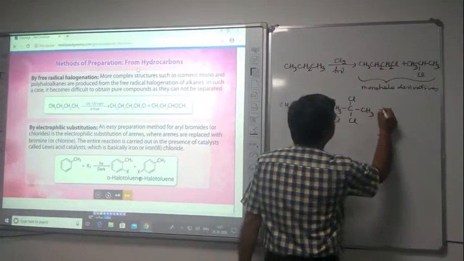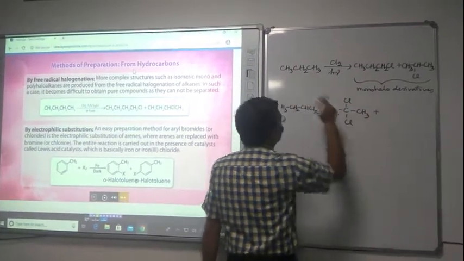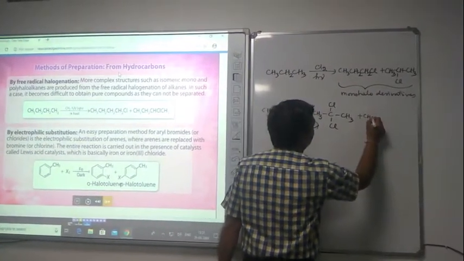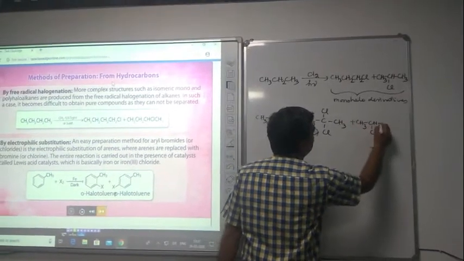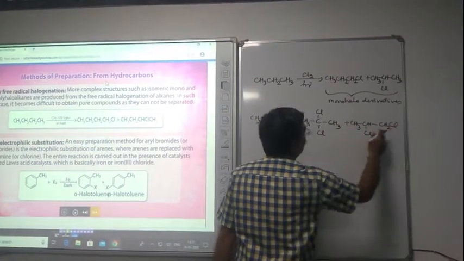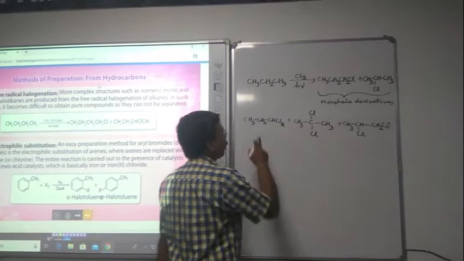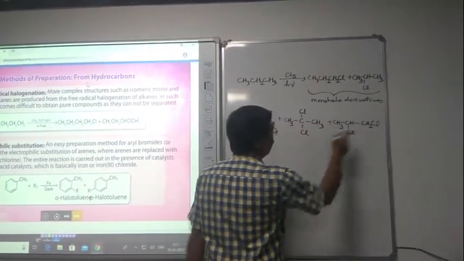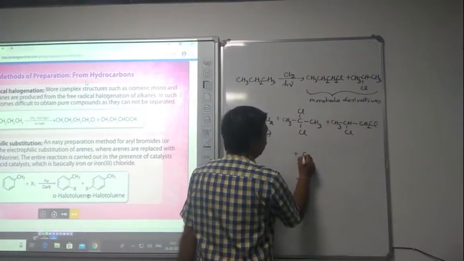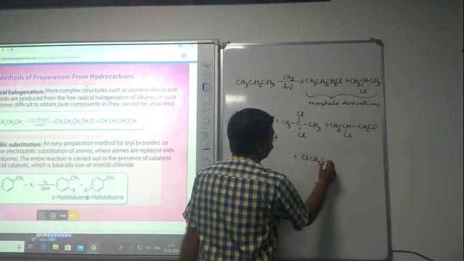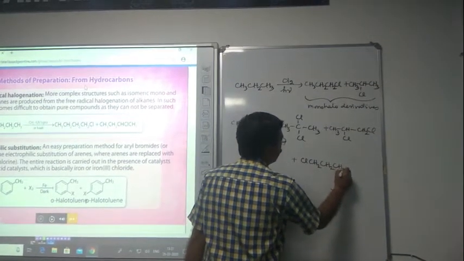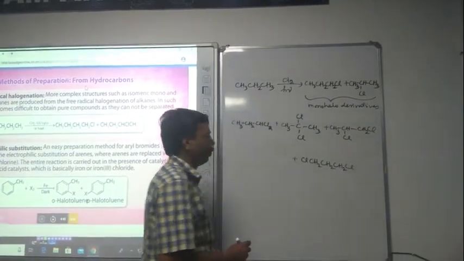Then the third possibility is the 1,2 position, one chlorine on CHCl, then another on CH2Cl. So 1,2 dichloropropane. 1,1, 2,2, 1,2, and the last possibility is 1,3: Cl CH2 CH2 Cl, 1,3 dichloropropane.